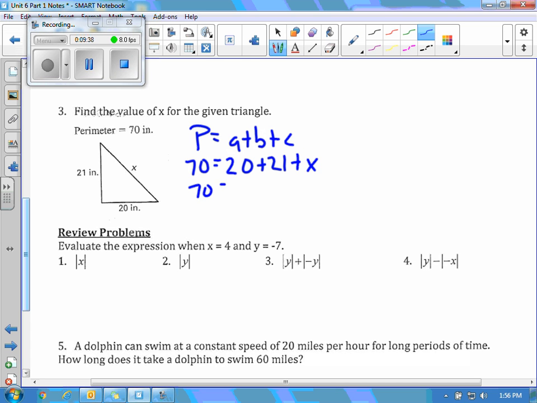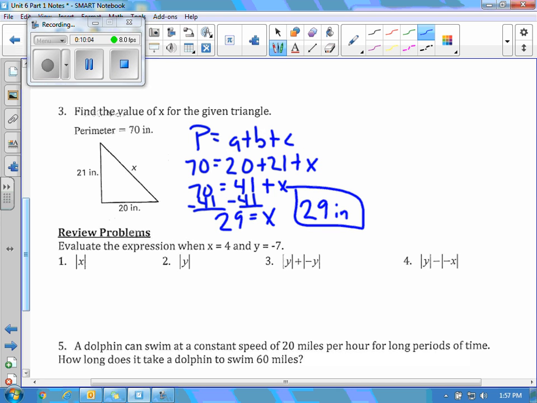So on the right side, I can combine 20 and 21 and get 41 plus x. And then since that's a positive 41, I know I need to subtract 41 to get rid of it. If I do that for one side, I have to do it to the other. 70 minus 41 is 29. And then on the right side, 41 minus 41 is 0, so I'm just left with x. Now, I'm doing a measurement, so I need to add my units, and in this case, it's inches, so 29 inches.